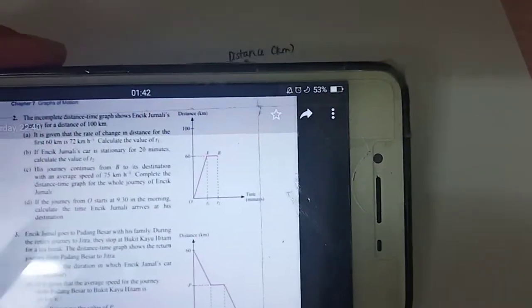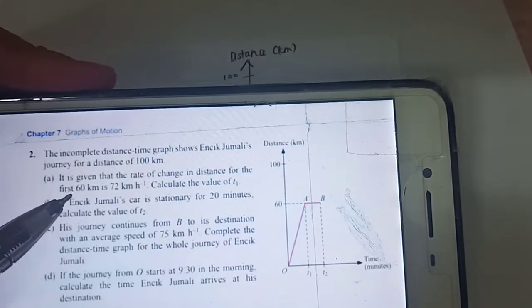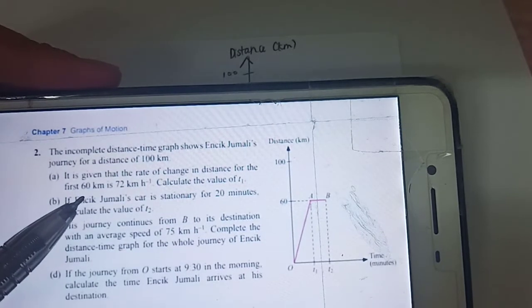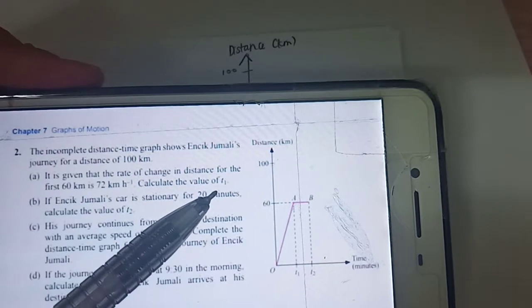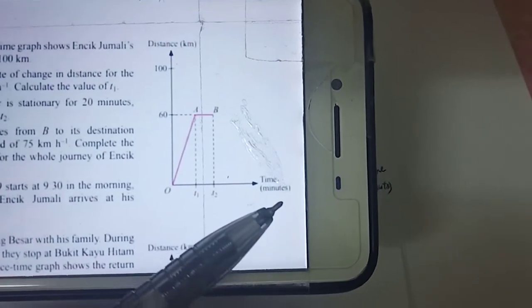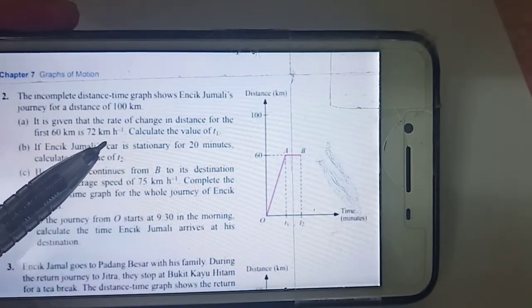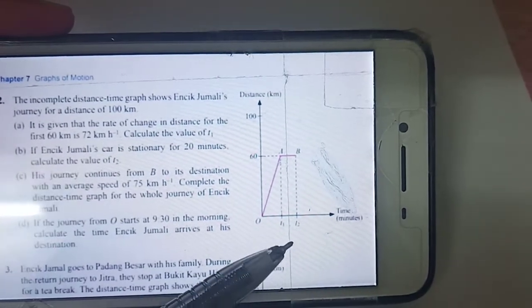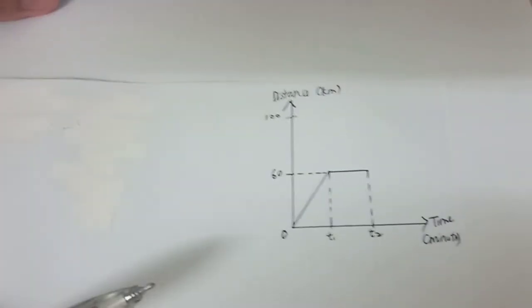So again, question 2A: we are given that the rate of change in distance for the first 60 km is 72 km per hour. Calculate the value of T1. Remember, T1 is in minutes, whereas the rate of change of distance given is in hours. So when we calculate later, we must divide T1 by 60. Let's do this together.